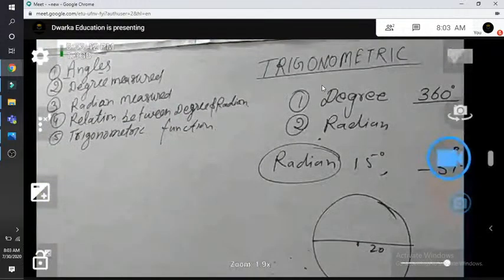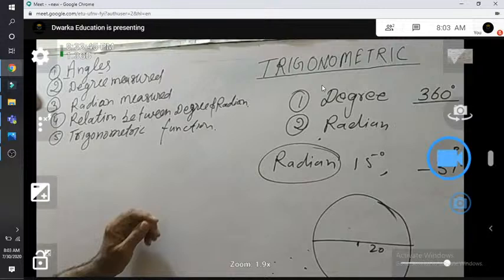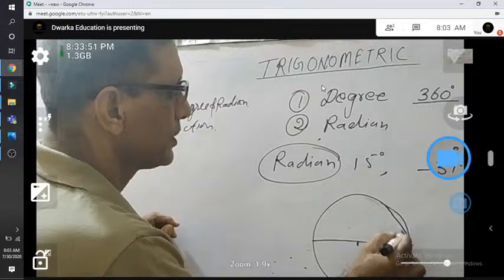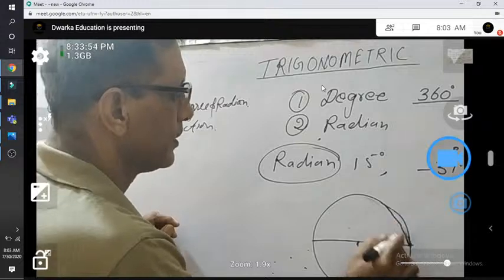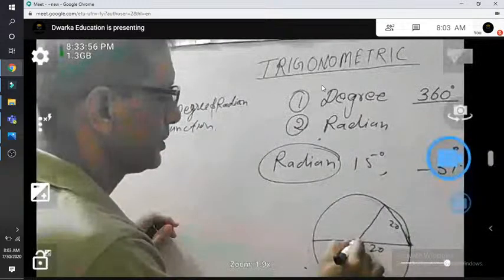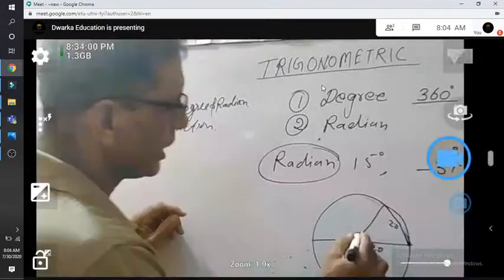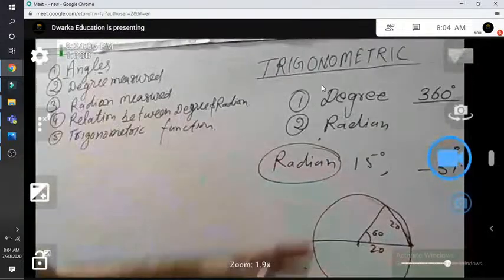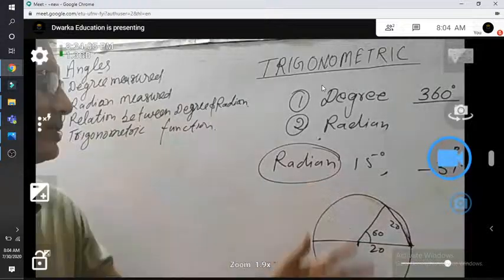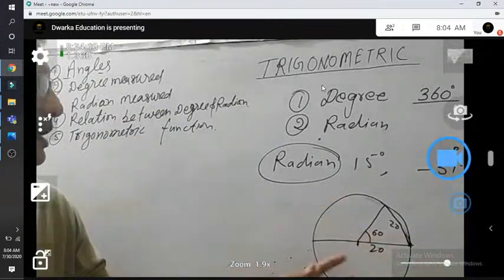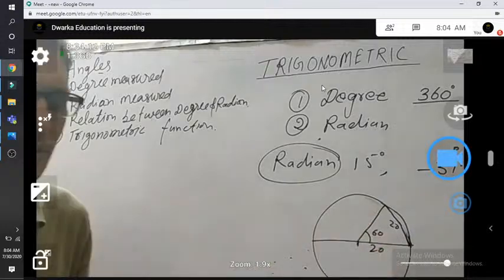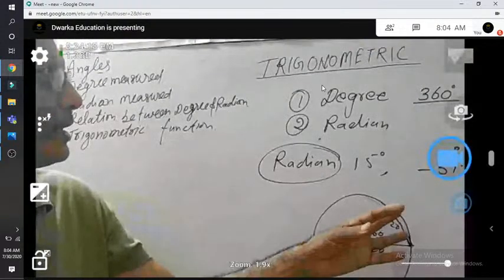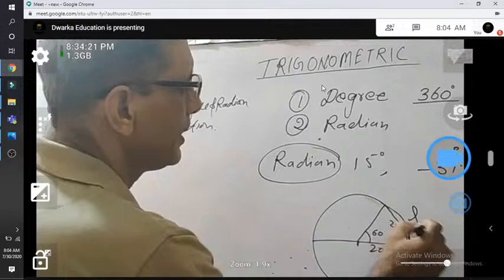And the arc is also 20, and this is equal to angle 60 degree. When arc and radius are the same, then angle becomes 60 degree. In total 360, 6 times we can cut this circle. This angle became 60 degree. And find the length of the arc.